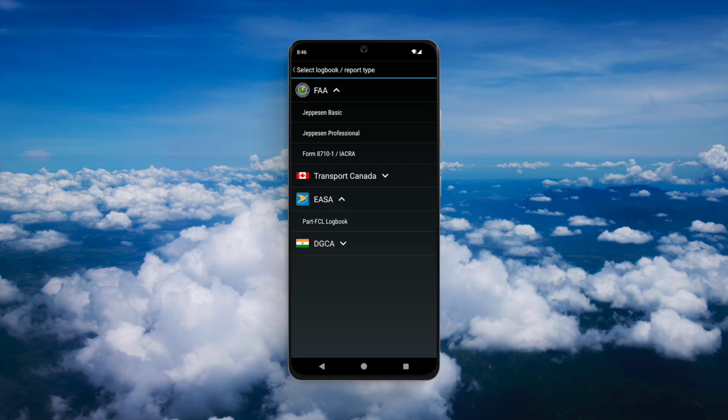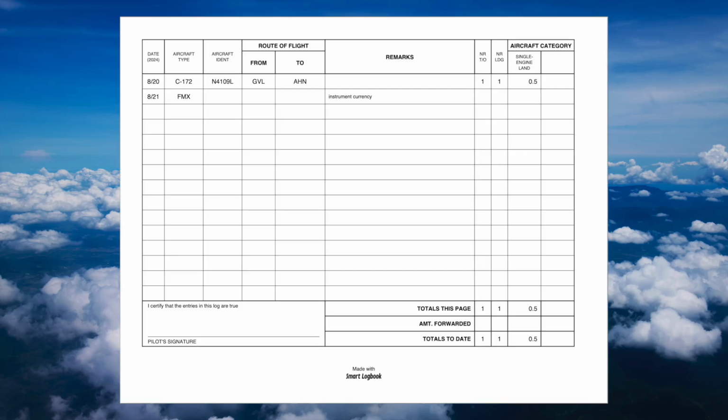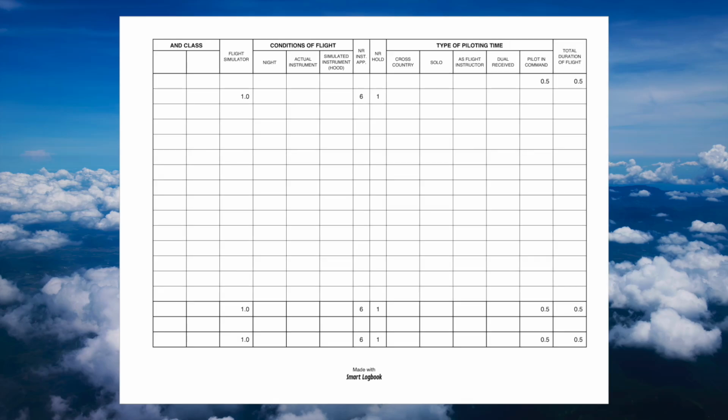So first up, we're going to look at the Jeppesen format here. This is commonly used in the United States. And you can see our entry here on the first page, the instrument currency in the remarks there. And if we go to page 2, this is where we're going to see the actual sim time over here in the dedicated flight simulator column. You can also see a few columns over those instrument approaches and the hold that we logged in the sim.